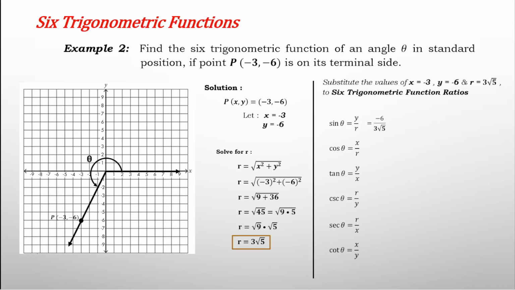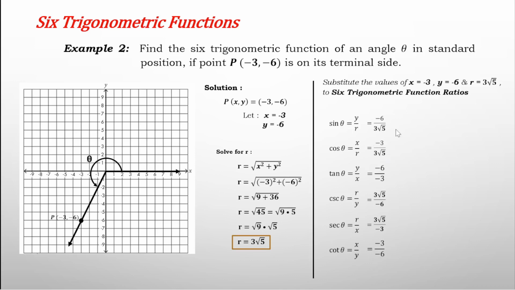To find the value for the cosine theta, substitute the value for the x and the r. So we have negative 3 over 3 square root of 5. To find the value for the tangent theta, substitute the value for the y and the x. So we have negative 6 over negative 3. For the cosecant theta, substitute the value for the r and the y, which is 3 square root of 5 divided by negative 6. For the secant theta, substitute the value for the r and the x, which is equal to 3 square root of 5 over negative 3. And lastly, for the cotangent, substitute the value for the y and the x. So we have negative 3 divided by negative 6.